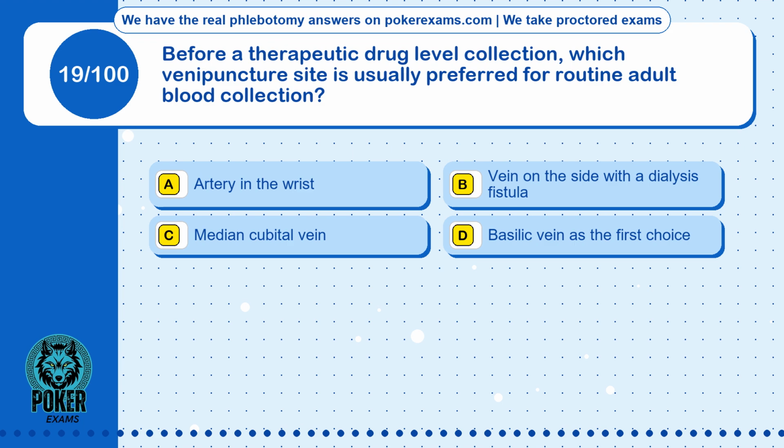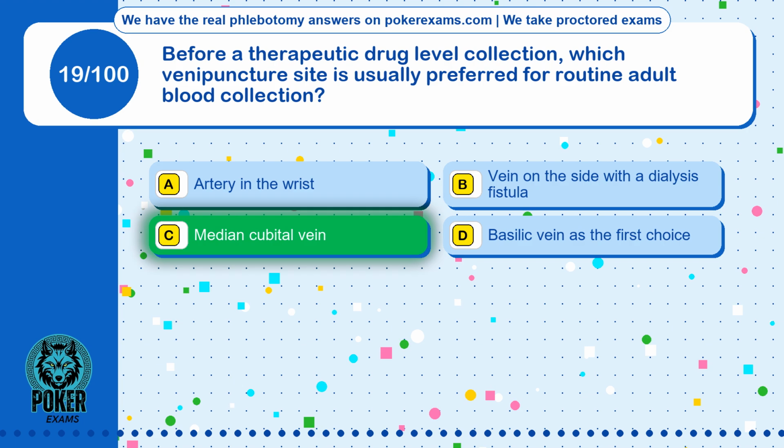Question 19. Before a therapeutic drug level collection, which venipuncture site is usually preferred for routine adult blood collection? Option A. Artery in the wrist. Option B. Vein on the side with a dialysis fistula. Option C. Median cubital vein. Option D. Basilic vein as the first choice.